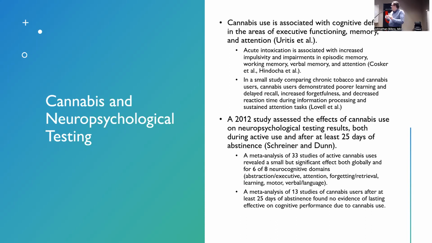And then there was also a study that compared chronic tobacco and chronic cannabis users, and predictably, it showed that the chronic cannabis users had poor learning, poor delayed recall, increased forgetfulness, decreased reaction time during information processing and attention tasks. So this is just a small piece of the data. The data out there that suggests that cannabis can have these sorts of effects is pretty extensive.